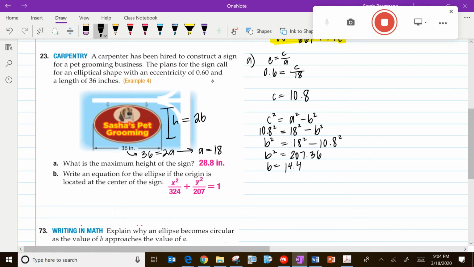Okay, the height is equal to 2 times b, so it's equal to 2 times 14.4. So the height of the sign should be 28.8 inches.